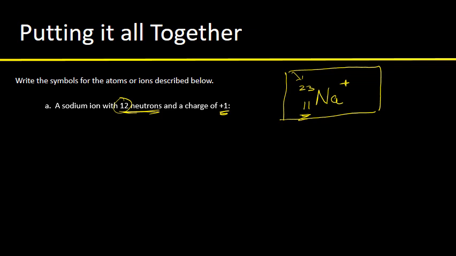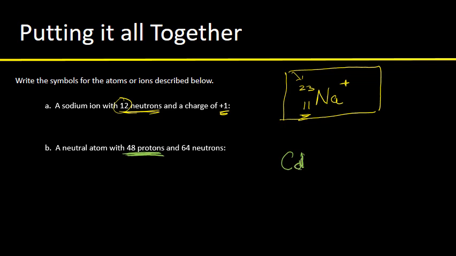All right, let's try another one. A neutral atom with 48 protons and 64 neutrons. In this one, we don't even know what element it is, at least not to begin with. But we do know that it's got 48 protons. So the number of protons is the same as the atomic number. We can look on the periodic table and find what species has an atomic number of 48. And if you look, you'll see that that is cadmium, which has the symbol Cd.